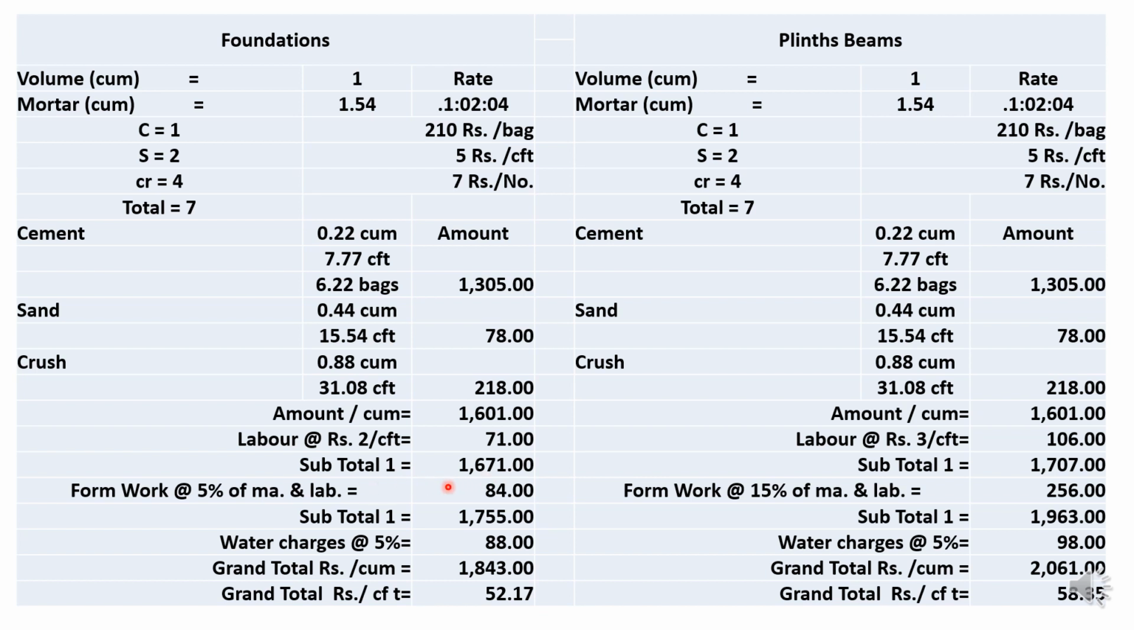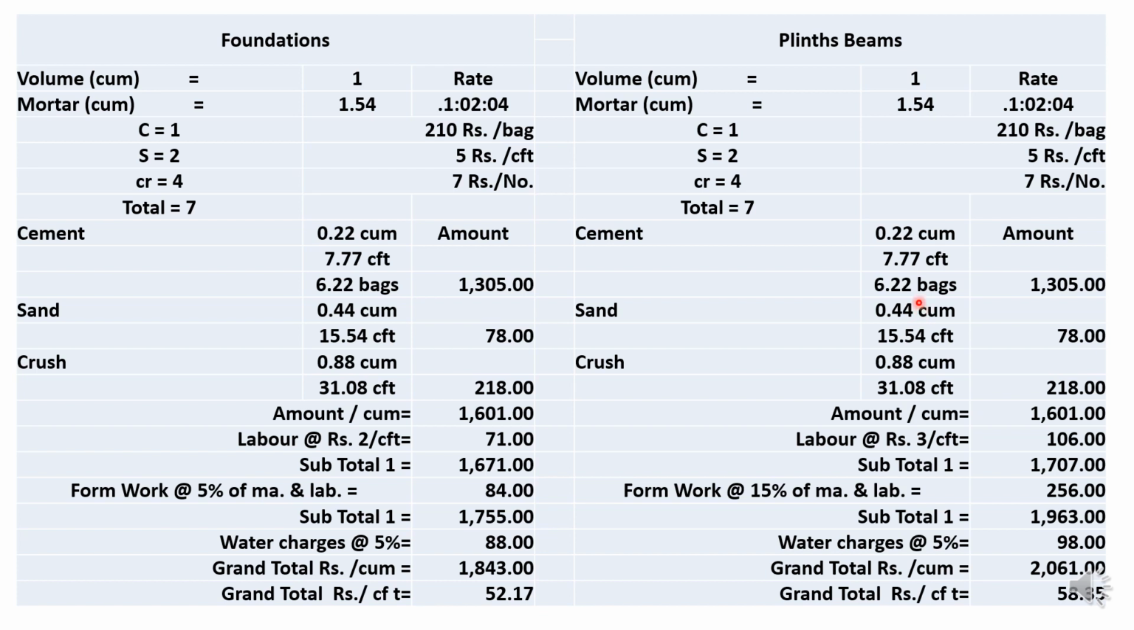Labor 2 rupees per CFT will cost you 71 rupees. So total will be 1671. Form work 5% of material and labor will be 84 rupees. Total will be 1755. Water charges 5%, so grand total will be 1843. So cost per CFT will be 52.17. Please note, no overhead, no profit has been added.